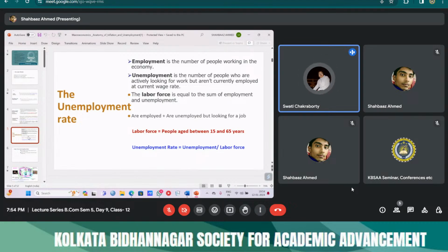So labor force, which is employed plus unemployed, consists of people aged between 15 and 65. When I said 15 and above, it doesn't mean an 85-year-old person. It's 15 to 65, where 65 is when you retire. And now we can look into the unemployment rate, which is unemployment divided by the total labor force. Okay, next slide, please.